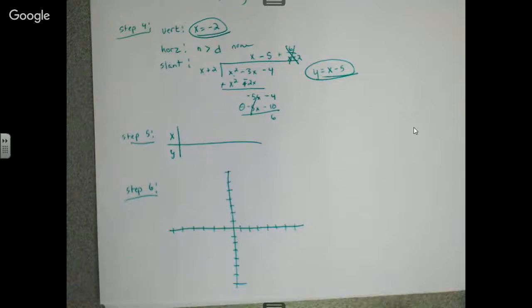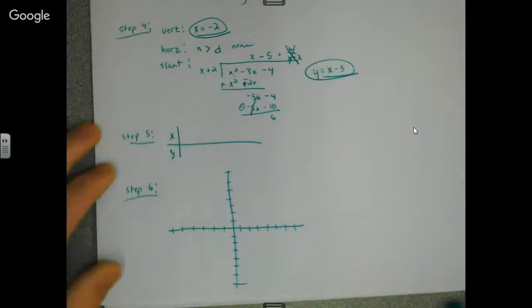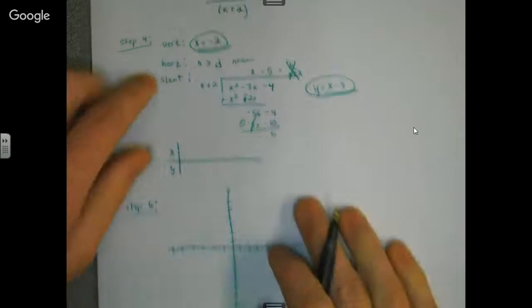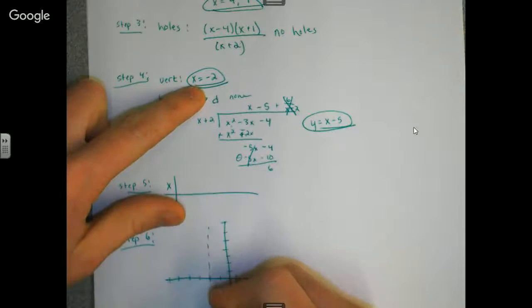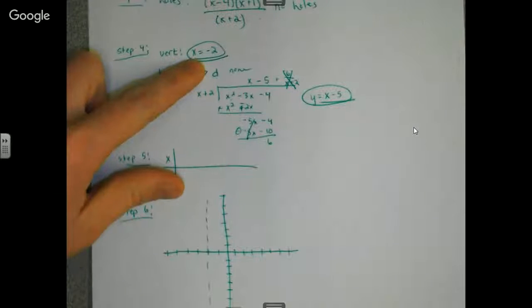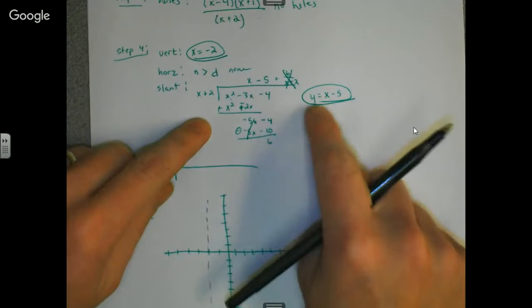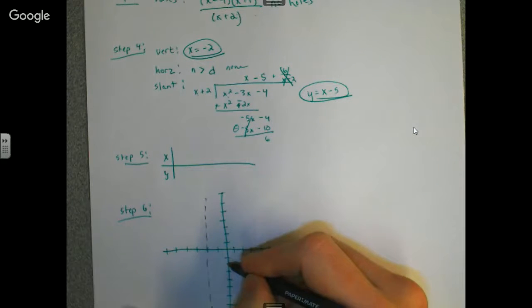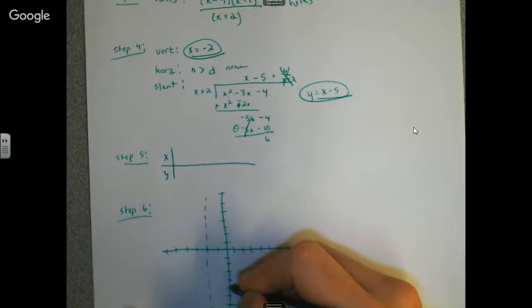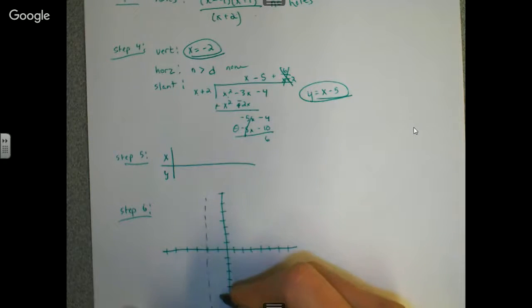Okay, so vertical asymptote at minus 2. Okay, there's that. I have a slant asymptote at y equals x minus 5. So I got minus 5, and I go up 1, right 1, or down 1, left 1. So I've got this asymptote here.